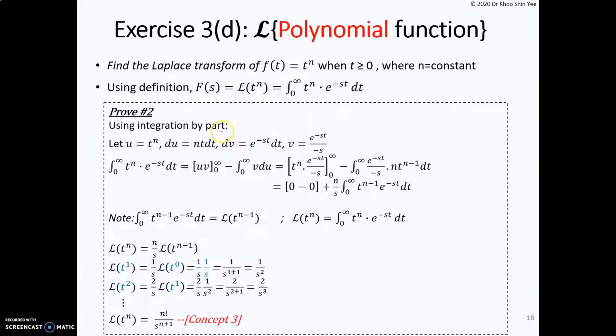We can also prove the concept three by using this method. So in this case, your f(t) equal to t power of n. So we directly substitute inside the definition for Laplace transform and then perform the integration by parts. Substitute the u, v and v du into the formula. Then you can obtain this. Substitute the limit, you obtain the 0 on this part. And then on the right hand side, extract the constant, and then we are going to integrate this part.